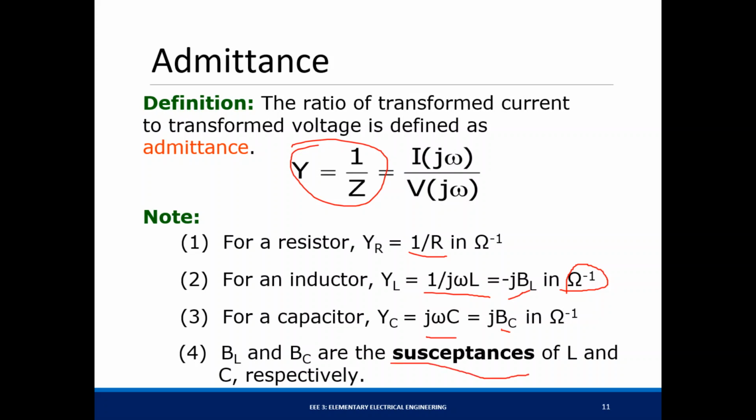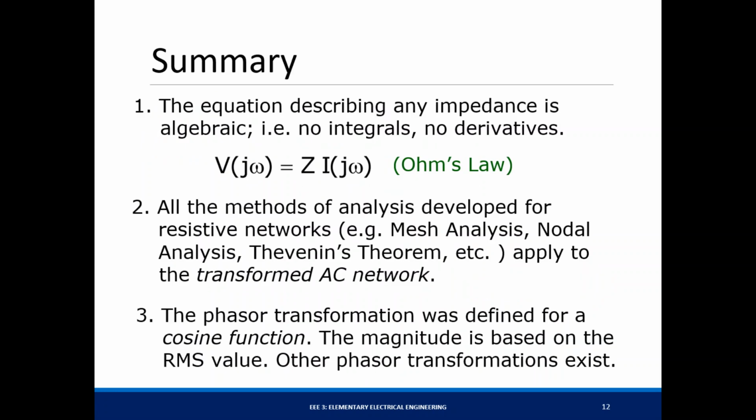Okay. So to summarize, the equation describing any impedance is algebraic. There's no integrals, there's no derivatives, there's no complication whatsoever. So from your time domain, setting up your differential equation, trying to solve it, it's actually tedious when you think about it. But when we transform them into phasors, we go back to the basics. So we also have an Ohm's law right here, defined by your voltage, your current, and your impedance Z. An extension of your Ohm's law in DC.